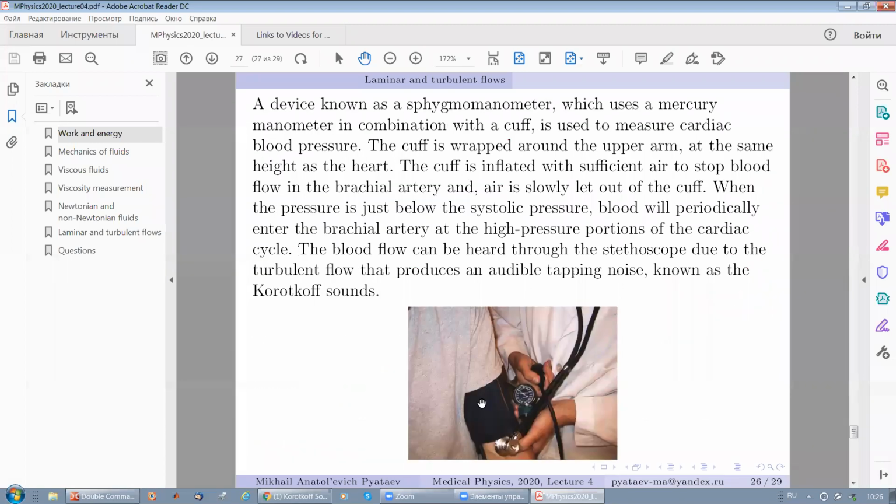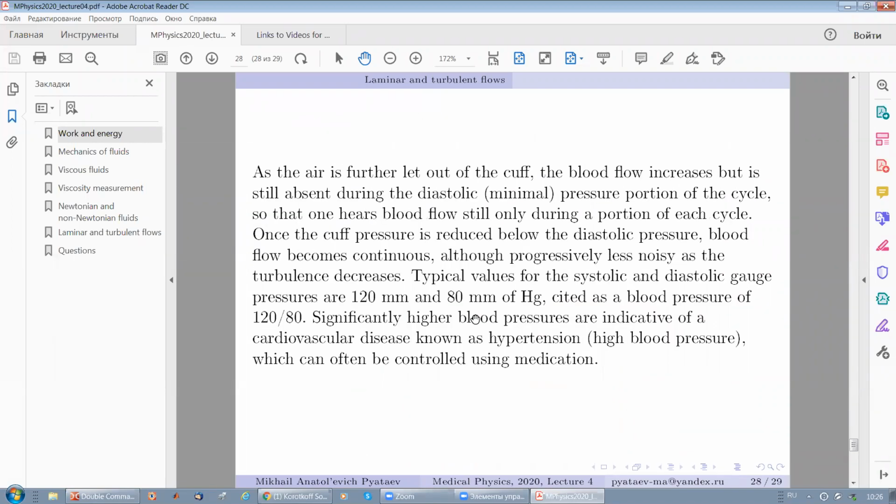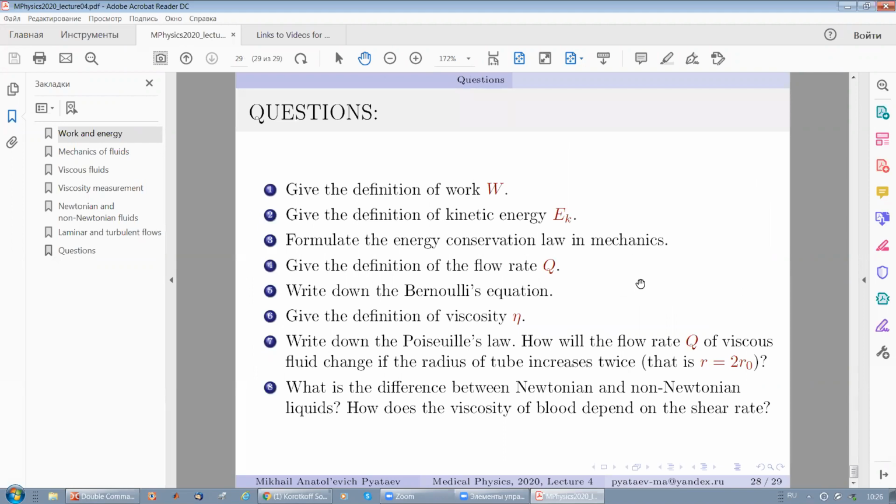And so this is the description of the sphygmomanometer. Again, another slide with description. Here are the questions, and we have only 4 minutes to the end of the lecture.